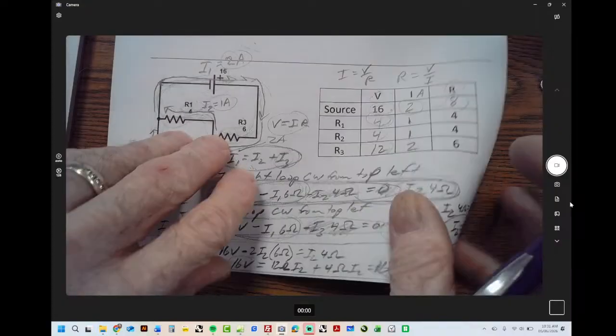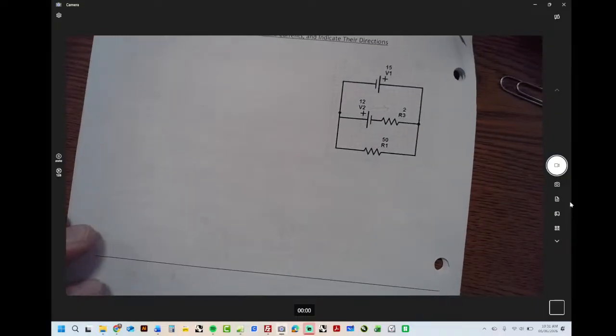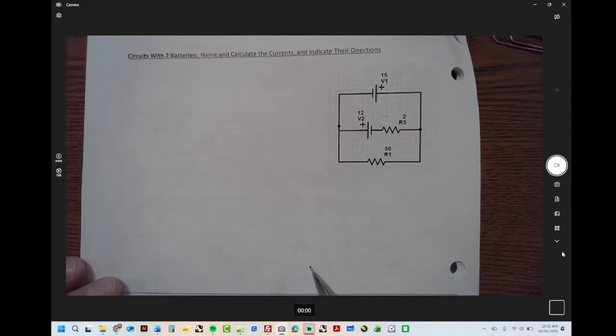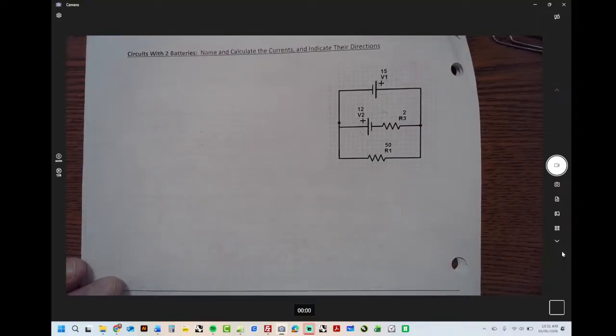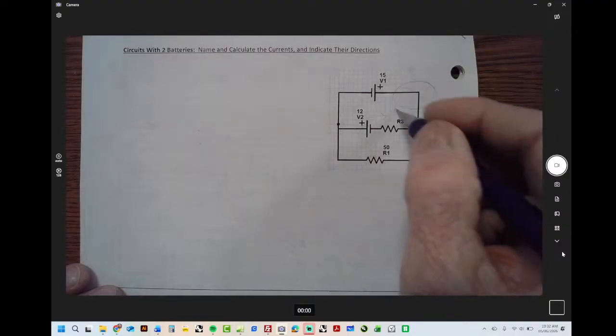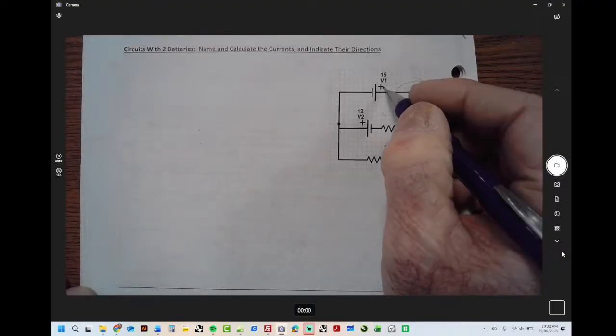Okay, so now let's do one together. Your homework is to do the very last one. So this one's for homework. We're going to do this one. And it's got 2 batteries. So first step is to guess which way the currents go. So right here, which way do you think the current's going to be flowing? Clockwise or counterclockwise? Clockwise. It's going to get pushed out by this.